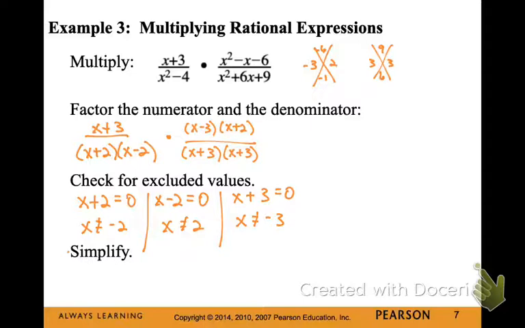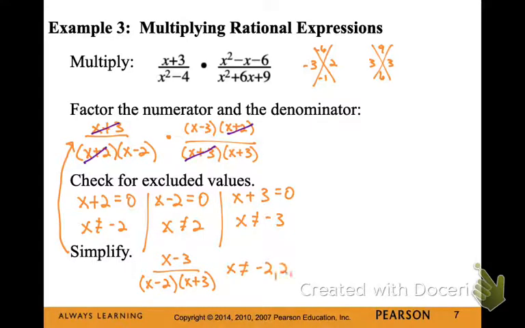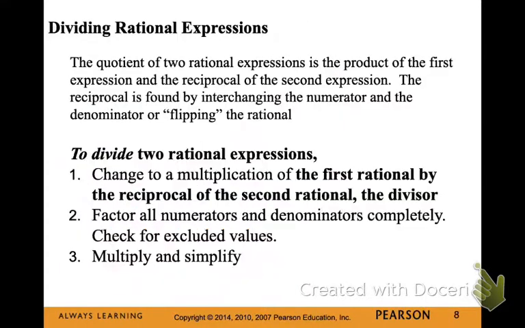Now to simplify, go up to our problem, and you can divide out any numerator with any denominator. So our x plus 3, those divide out, and our x plus 2's divide out. We're left with x minus 3 in our numerator and x minus 2 times x plus 3 in our denominator. And then we include our excluded values, which are negative 2, 2, and negative 3.